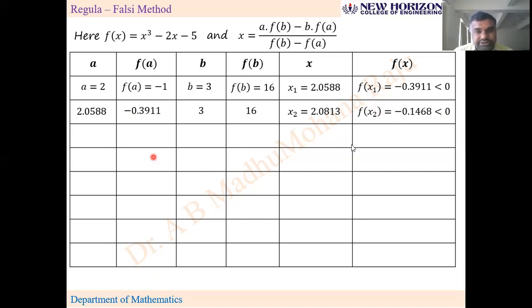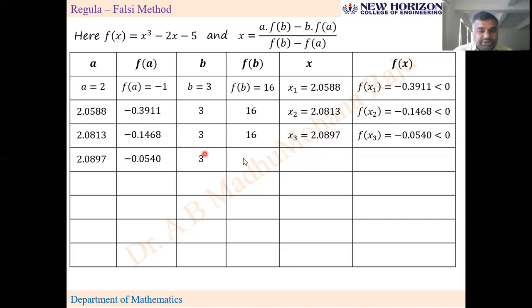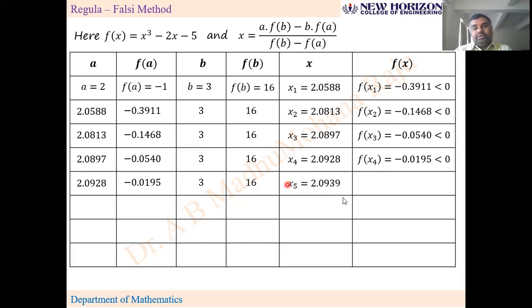So if you proceed with the same procedure in a similar manner, you will get x3, and f of x3 is still negative. Take this as a again, f of a, b same, f of b same, calculate x4 and f of x4. Still it is negative. It goes to a only. And f of a, b, f of b, x5 and f of x5. Still it is negative only.